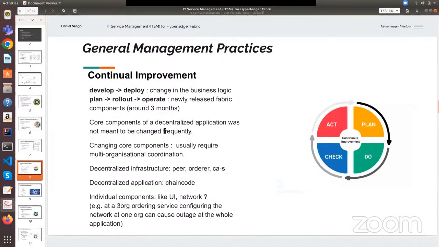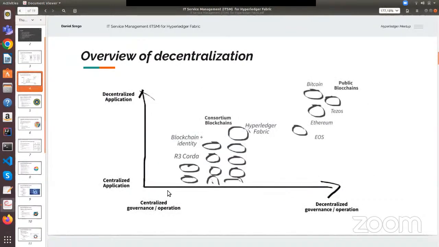And what's important to note, if we speak about continual improvement, everywhere if we speak about these management practices, it's important to ask ourselves how decentralized it should be. And sometimes it's not just our choice. Sometimes we can configure. For instance, with a chaincode deployment, up to a certain point, we can configure how decentralized it should be. But if you want to deploy your infrastructure, it's usually a good idea to release your new peers, for instance, for your whole consortium and not just for one company.